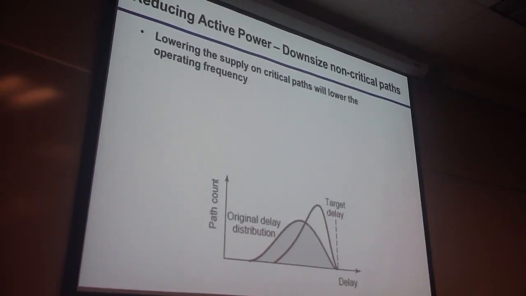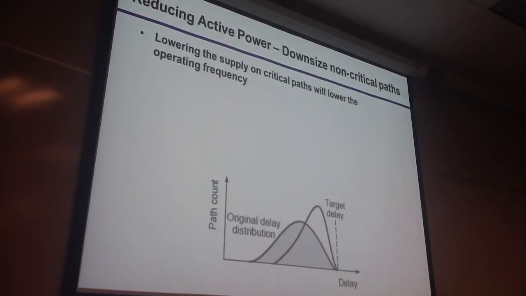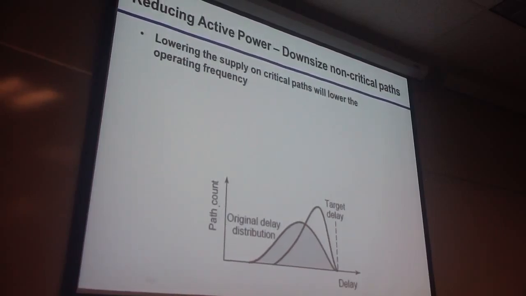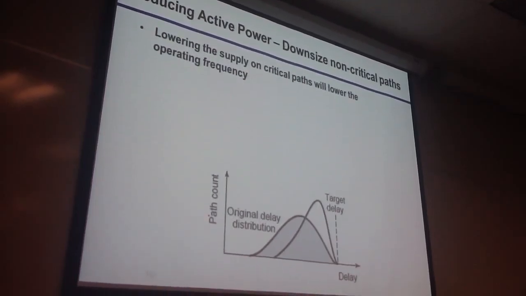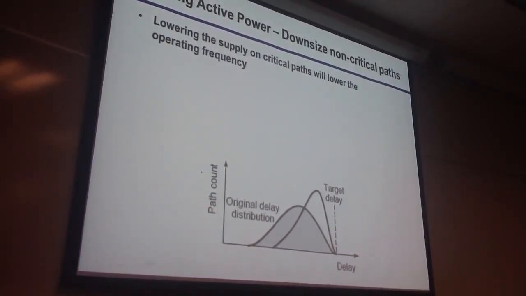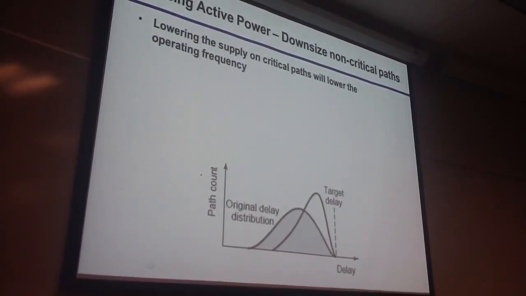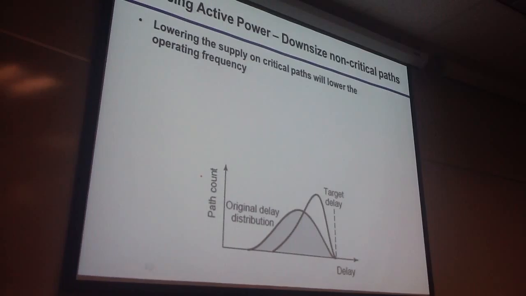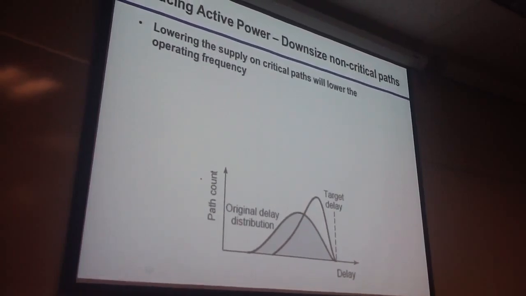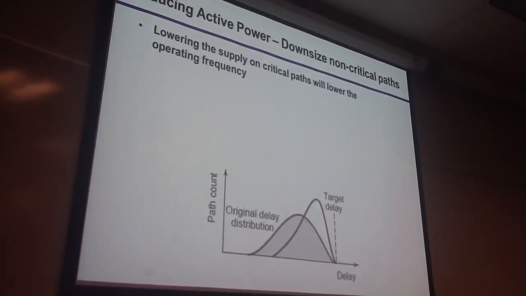All right, let's talk a little bit about critical paths, and then I'll move on to some additional low power design tips. So this right here is a plot of path count versus delay. So what do I mean by path count? If you take a look at a processor, and you look at all the interconnect lines, and you make a distribution of those lines in terms of the delay, you find that it has a distribution that looks something like this, okay?